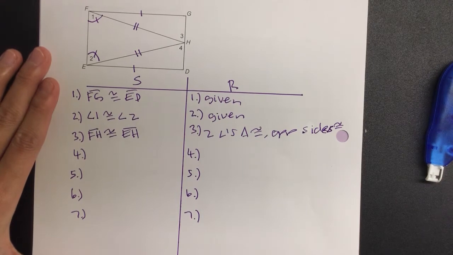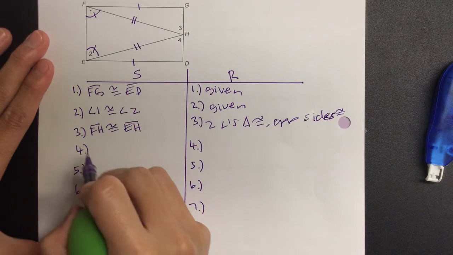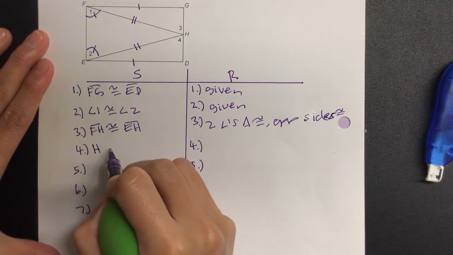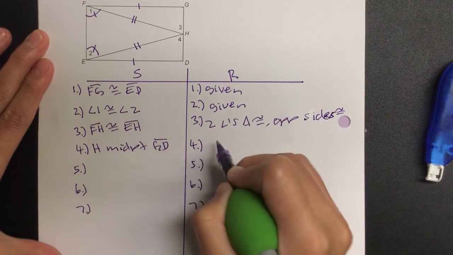Could we now list the third given? What does our third given say? H is the midpoint of GD. Good. H is the midpoint of GD, and that's by the given.